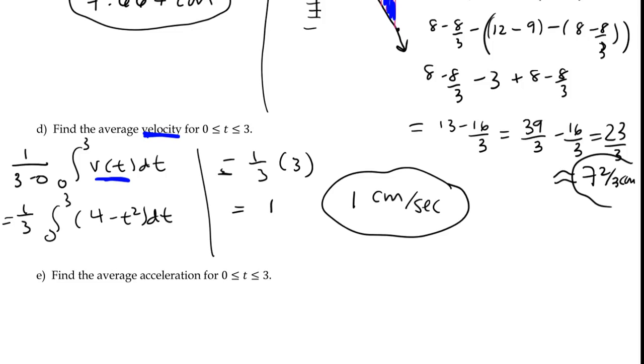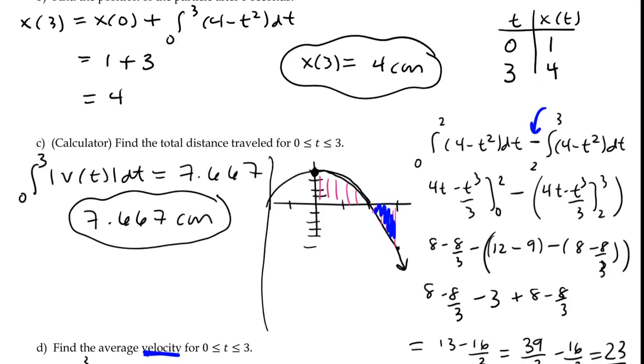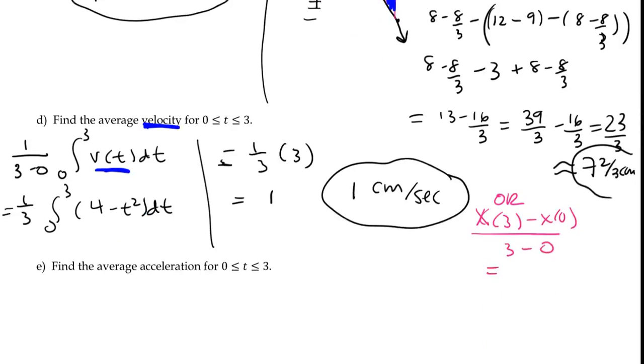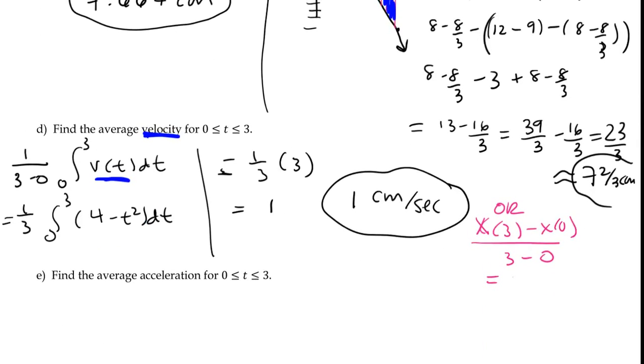Because this question asked us so many other questions, we have other data that we could have used. To get average velocity, if you have the velocity function, this would be the way to go. Do you guys remember the other way to do it? It was x of 3 minus x of 0 over 3 minus 0. X of 3, if you look up above at the table, x of 3 is 4 and x of 0 is 1. So it's going to be 4 minus 1 over 3. 3 over 3 is 1, which is exactly what I got right there. Okay, so because we had position data as well as velocity, we could have done it either way.